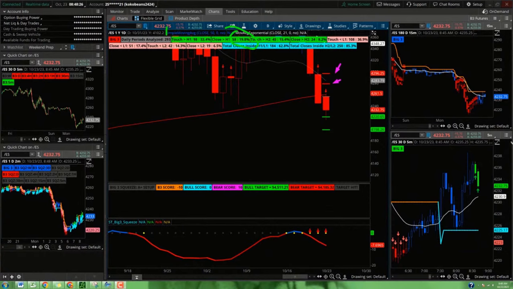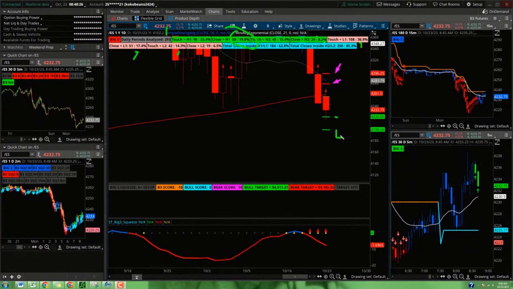And then you've got your L1 and your L2. We'll touch L1 a little bit less than 40% of the time. We will close below L1 about 17% of the time. We'll touch L2 14% of the time, and we'll close below that about 6% of the time.